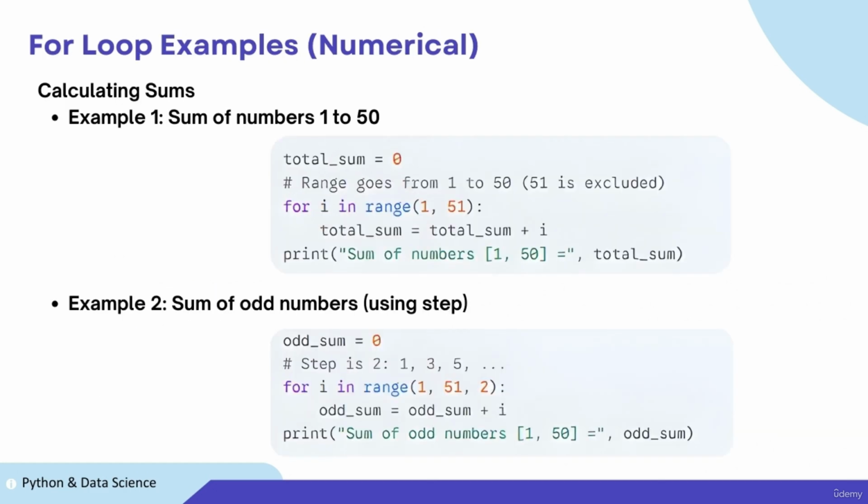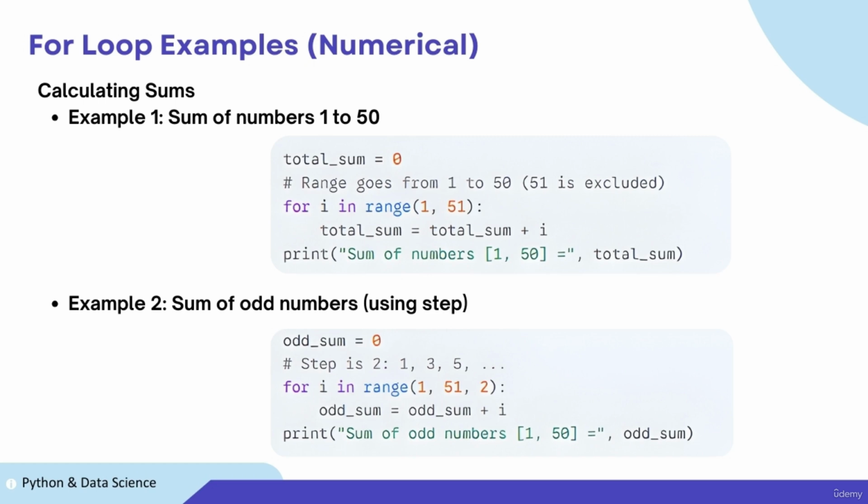Let's see this in action. Please look at the code on the screen. Example 1. Calculating the sum of numbers from 1 to 50. total_sum = 0. for i in range(1, 51): total_sum = total_sum + i. Notice we used 51 as the stop value, because the range stops before that number, giving us 1 through 50.